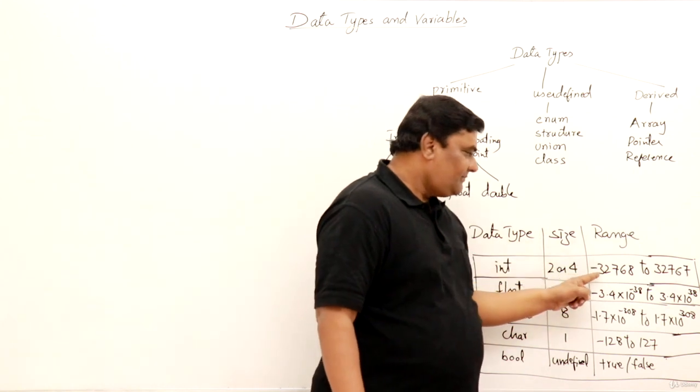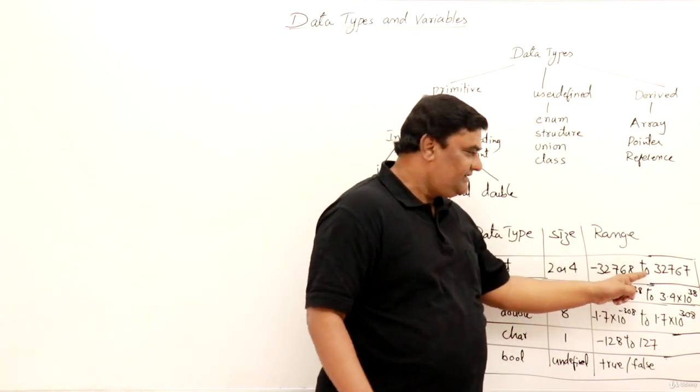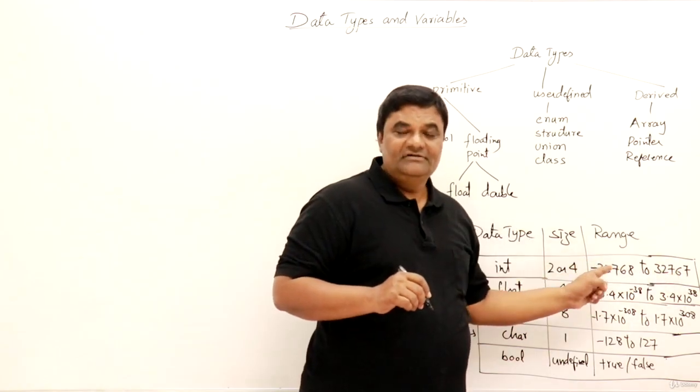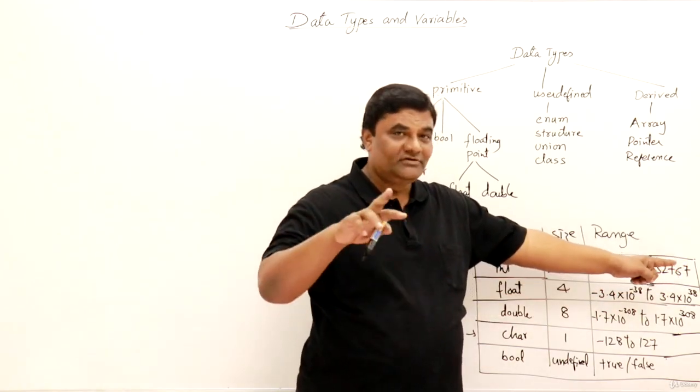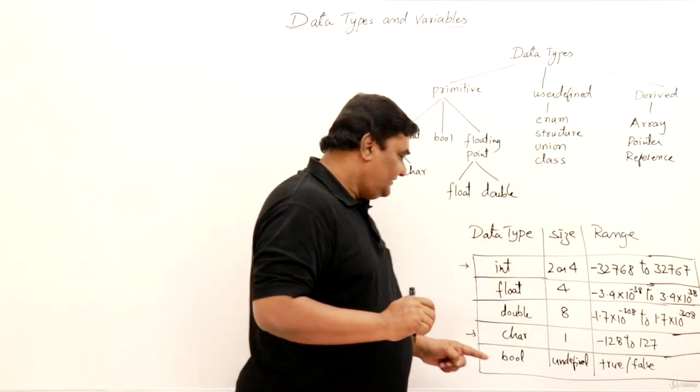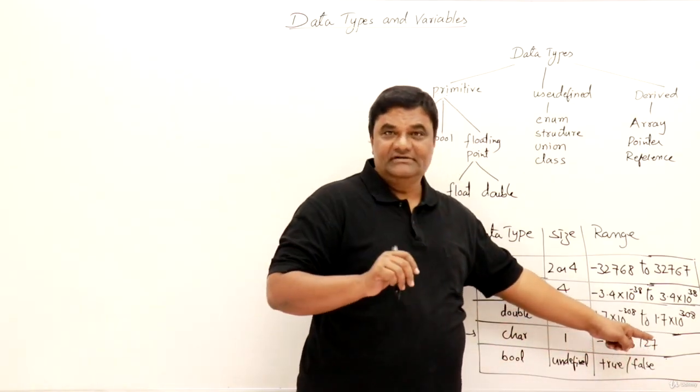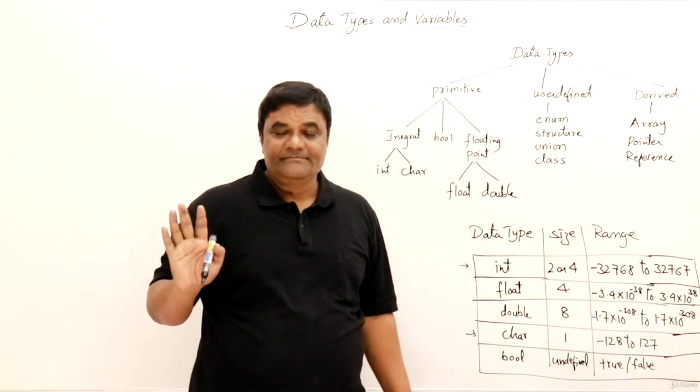Integer, I'll read out, -32768 to 32767. Negative, positive. So it supports both positive and negative numbers. Then for character, -128 to 127. This you should remember always.